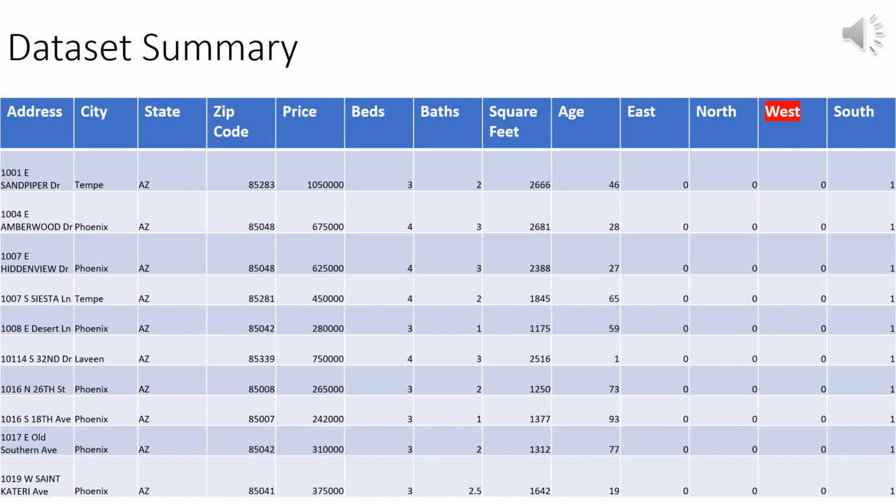I collected this data set from the Redfin website, and right now it's displaying the first 10 properties from the data set. And you can see that it ranges from address, city, and state, and then the variables which I use in my regression: the price, bed, bath, square feet, age, east, north, and south.